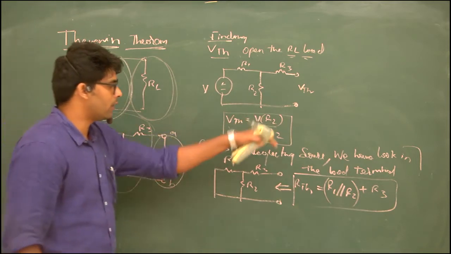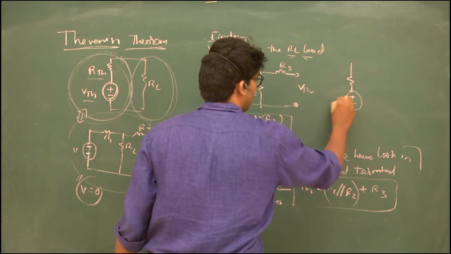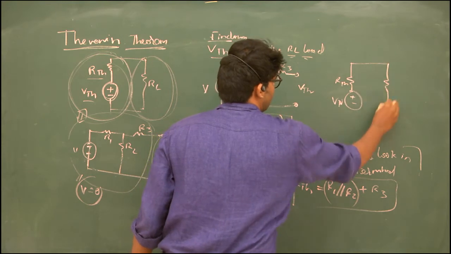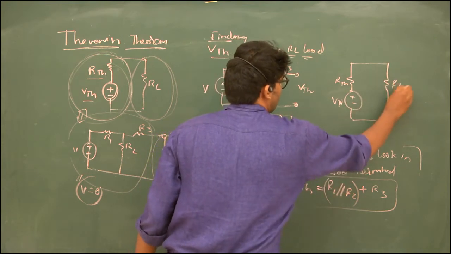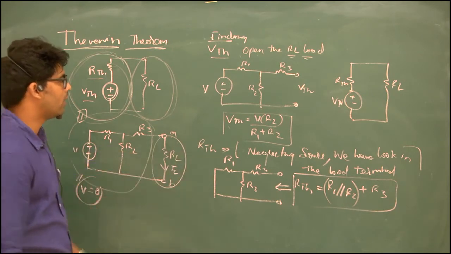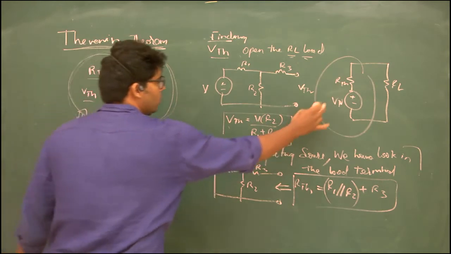So we get V Thevenin. Replace that here. It is V Thevenin and R Thevenin, and this is the load. So everything is fine. You find V Thevenin and R Thevenin, and you replace the entire circuit with these two equivalents.